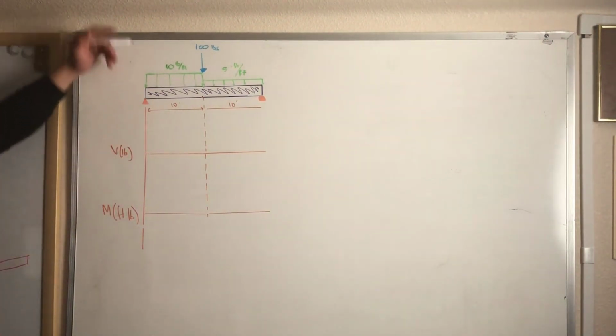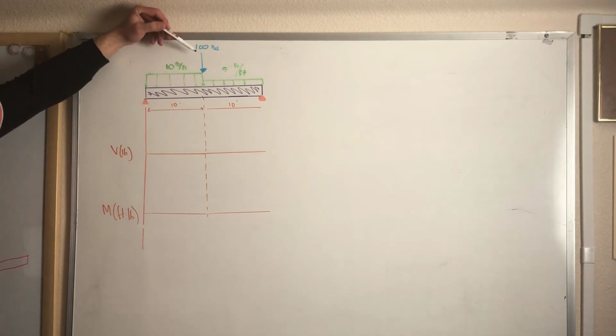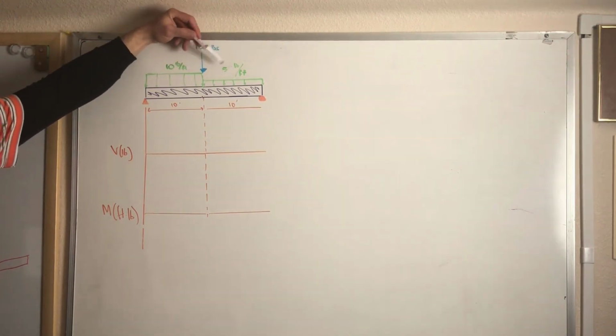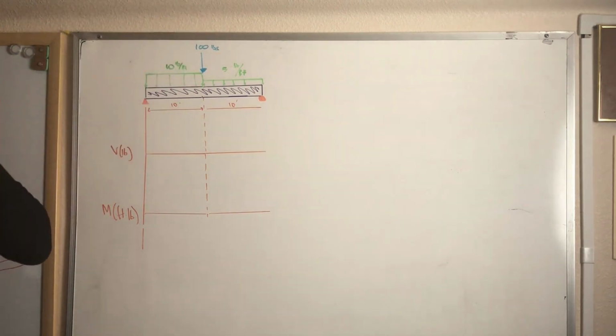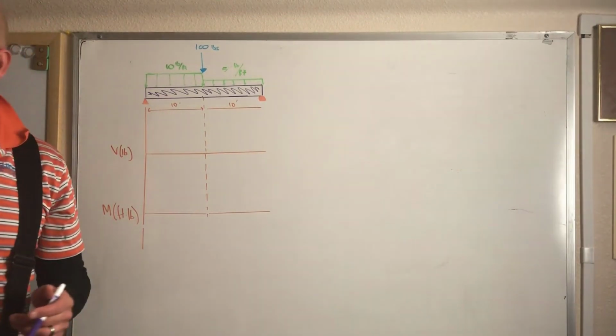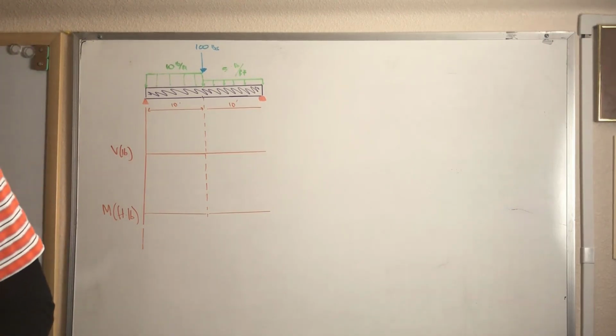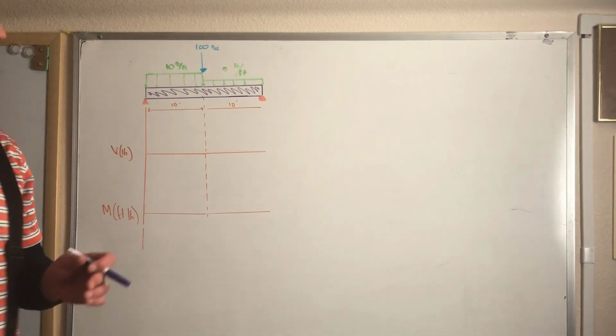So I got my simply supported beam. I have 10 pounds per linear foot for 10 feet, and then in the middle of the span, I've got a 100-pound point load, and then I have 5 pounds per linear foot for the next 10 feet. So the first thing that we want to do is start doing the math. And to do that, I have to do my free body diagram.